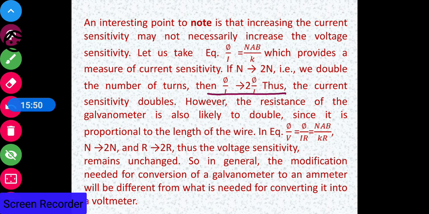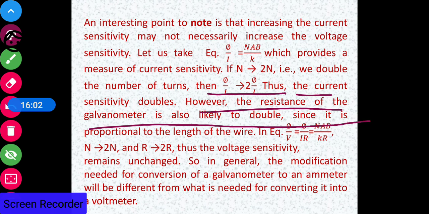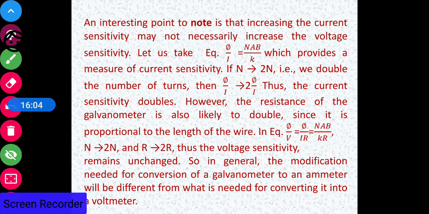Now, if we increase the number of turns, what changes are there in the voltage sensitivity? Let us see. The resistance of the galvanometer is also likely to double, since it is proportional to the length of the wire. So from this equation, phi upon V is equal to phi upon IR, which is equal to NAB upon KR. If you double N, then R also doubles. N tends to 2N means R tends to 2R. Thus the voltage sensitivity remains unchanged. So in general, the modification needed for conversion of a galvanometer to an ammeter is different from what is needed for converting it into a voltmeter.